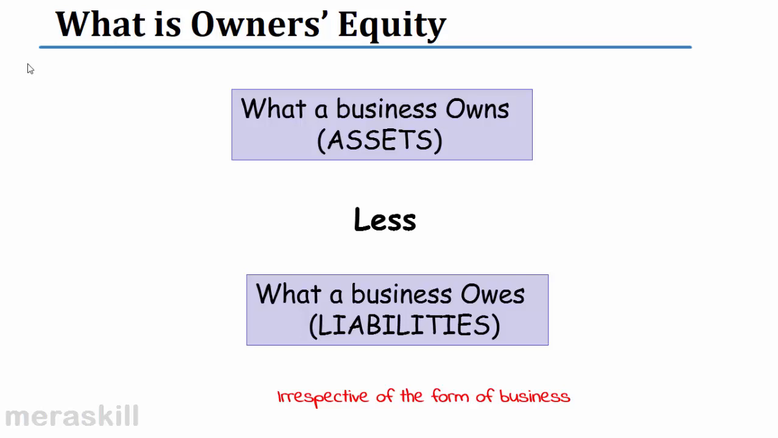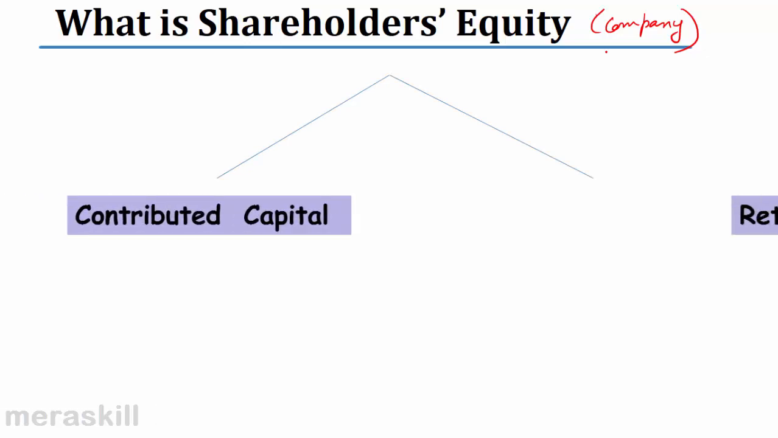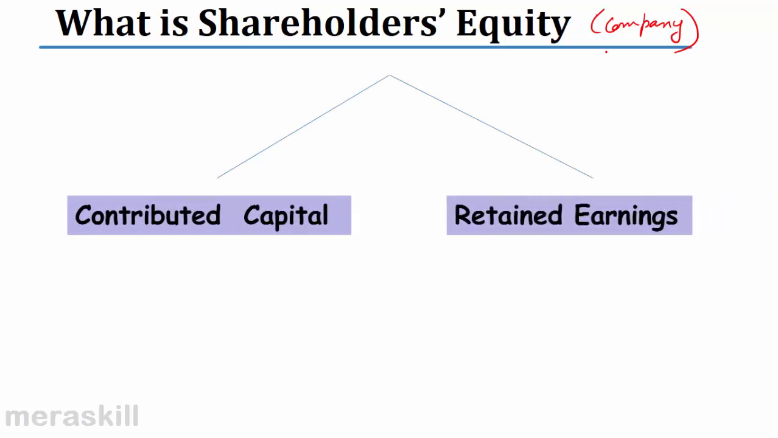Okay, what it consists of, we will discuss. But owner's equity, remember, is nothing but assets minus liabilities, irrespective of the form of business. So now let us come to shareholder's equity, where we are talking of the company form of business. What is shareholder's equity, owner's equity? It consists of two things. One is capital and one is retained earnings. These are the main components of shareholders' equity.